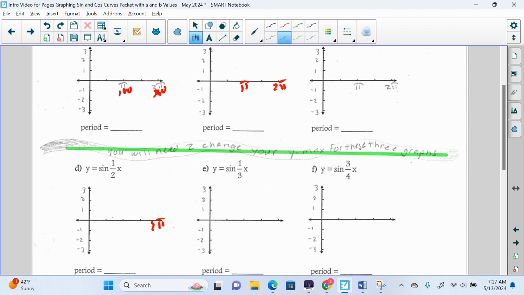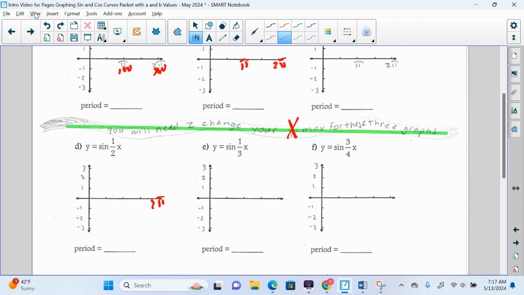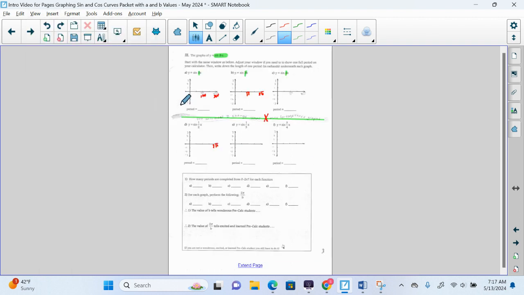I'm sorry, nope, timeout. You are going to need to change your x max. Okay, I'm not going to tell you what to do, but I would like you to see one full curve, one full wave that goes up and down and comes back. So you will need to change your x max for that. Okay, so you will go ahead and do those. On this page, you'll do these 6 graphs. I would like you to try to answer those questions at the bottom. Try to fill that in. And then you are going to stop here.